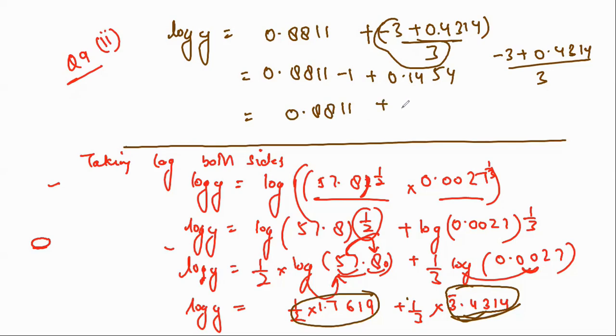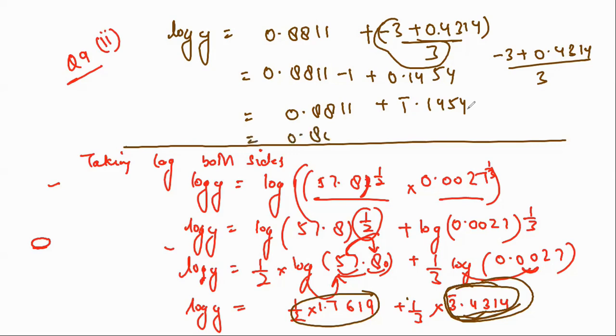Okay. So when I solve this whole value, 0.8811, it gives me 1 bar 0.1454. If you don't want to do this, you can directly divide this number by 3 and it will give you the same thing only. Okay, 1 bar 0.1454. That's the thing. Now, let's again change it.